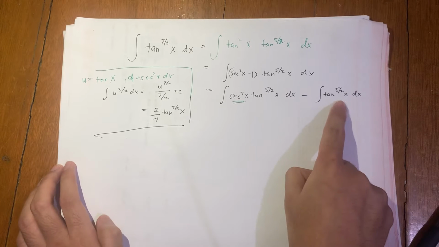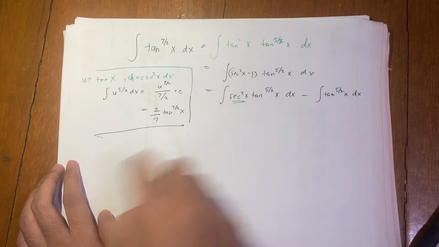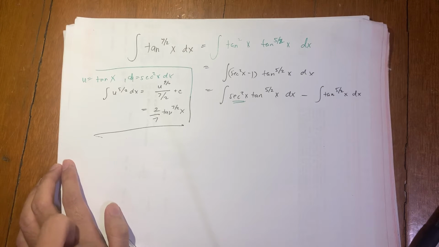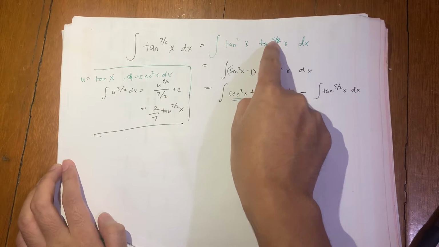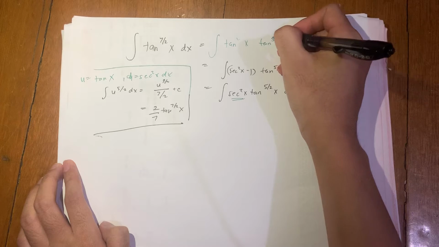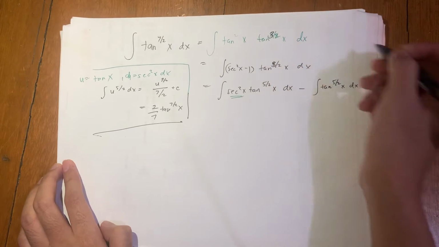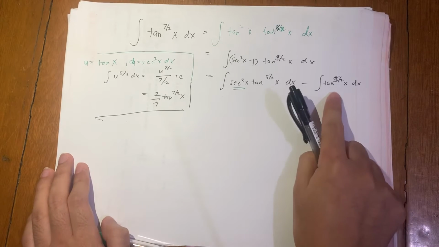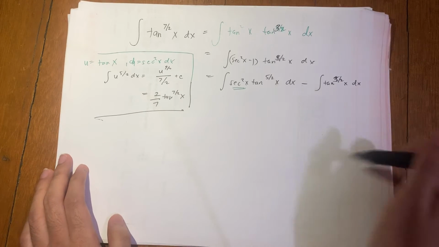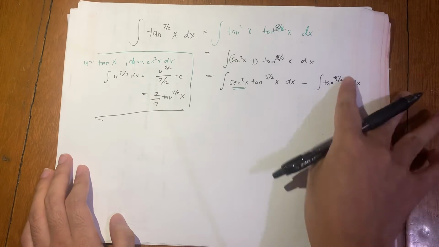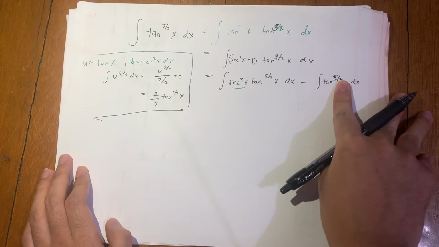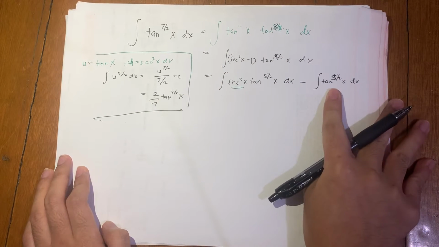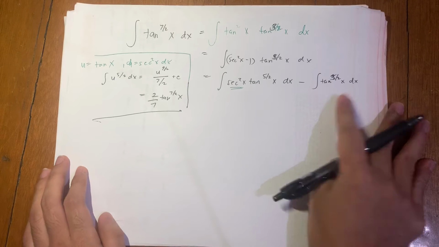So what's left for us is this tangent 5 halves. Sorry, that's wrong. It's not 5 halves. This is just 3 halves. Sorry, my arithmetic is that bad. Okay, so what's left for us is tangent to the 3 halves. If you notice, if we factor out another tangent squared, this will be less than 1. Actually, negative 1 half. So, that's okay.